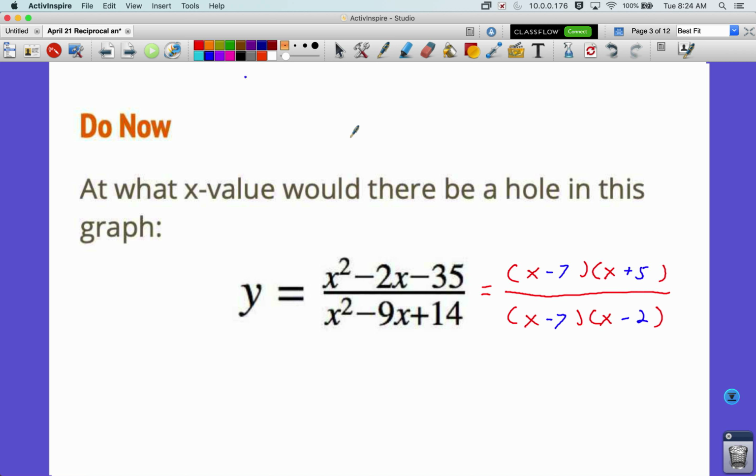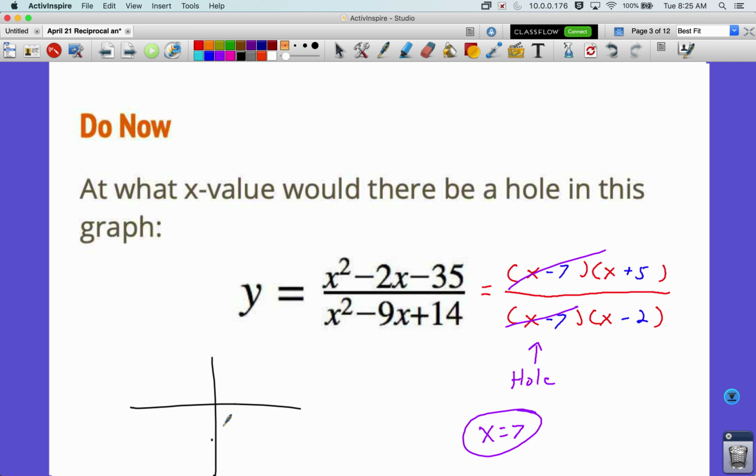At this point, you might see, oh, I've got a matching factor, and then remember, when factors cancel, that causes holes in functions. So this causes a hole, and the hole is specifically at x equals 7. It's not at negative 7, it's at the value that would make this factor equal to 0. We'd have a 0 over 0, and it doesn't matter what the other factors would be, because of the zero product property, and 0 over 0 is undefined.